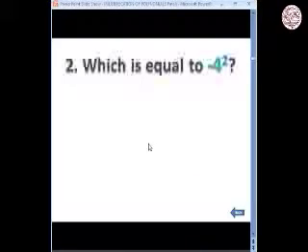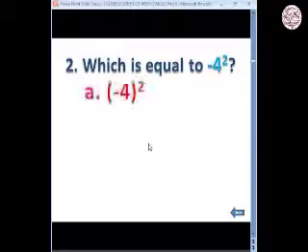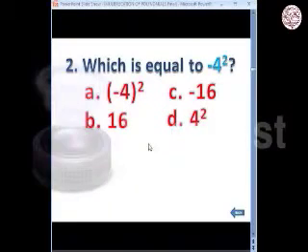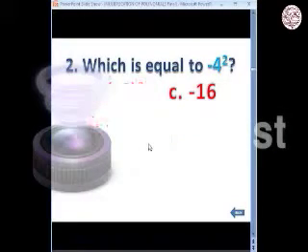Okay, here we go. What is equal to negative 4 raised to 2? Letter A, negative 4 raised to 2. Letter B, 16. Letter C, negative 16. And letter D, 4 raised to 2. The answer is letter C. The question is why. Here's the explanation.